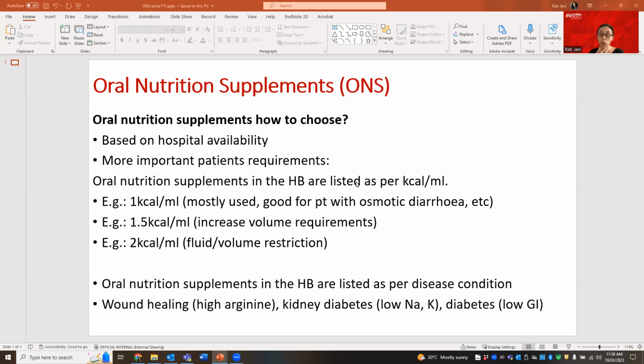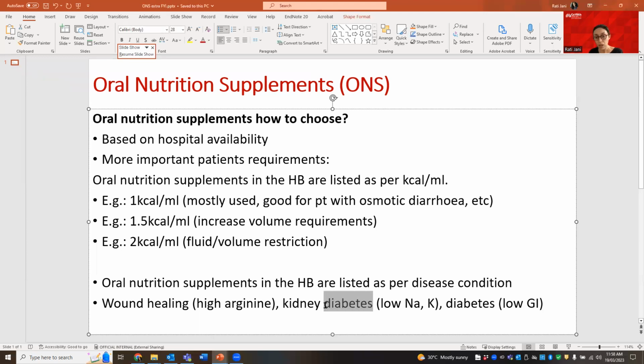Then for example, you have kidney. I'm sorry, over here I said kidney diabetes. But yeah, so you have kidney conditions, and in kidney conditions, for example, these supplements may be lower in electrolyte concentrations, because the kidneys are not working well and they cannot filter these water soluble electrolytes very well. So these supplements could be lower in the electrolytes. Then you have, for example, low glycemic index supplementation for diabetes.